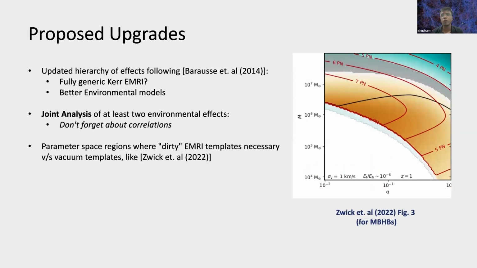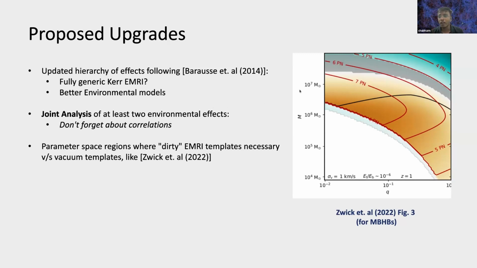Going forward, I would also like to explore what are the parameter space regions in which these so-called dirty EMRI templates would become important versus a vacuum template. Why this is important is because of the curse of dimensionality. So now imagine you already have 14 plus dimensions of just a vacuum EMRI template, vacuum EMRI model. And on top of that, you are adding some n parameters due to a combination of environmental effects. So that would make your Bayesian inference, for example, for a global fit, very, very difficult.